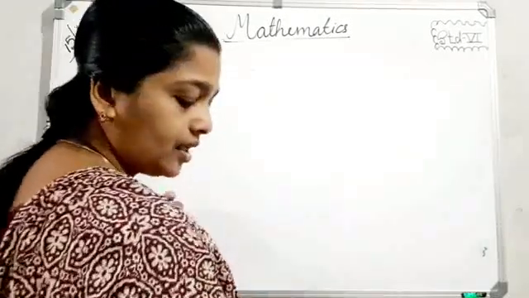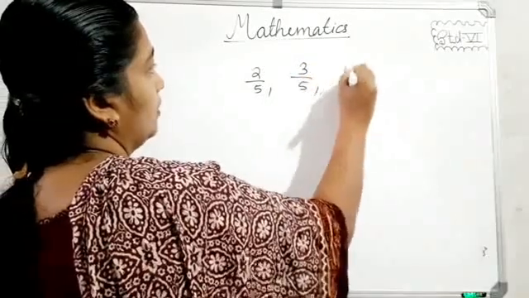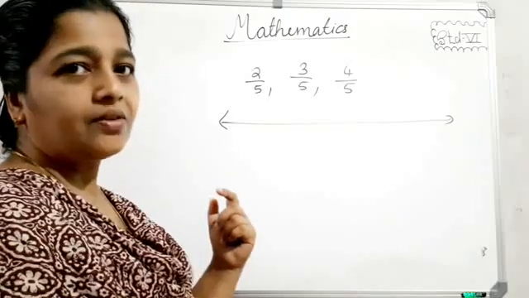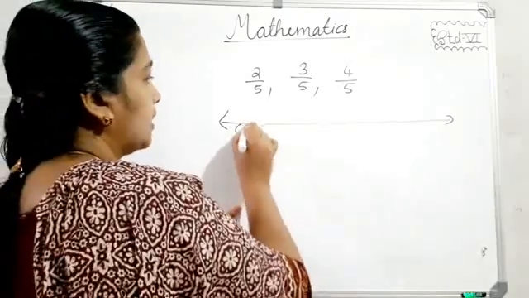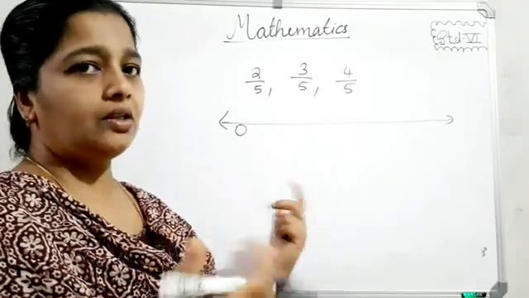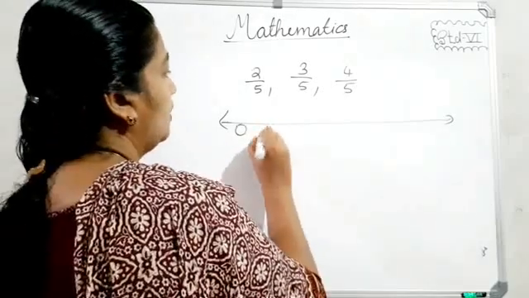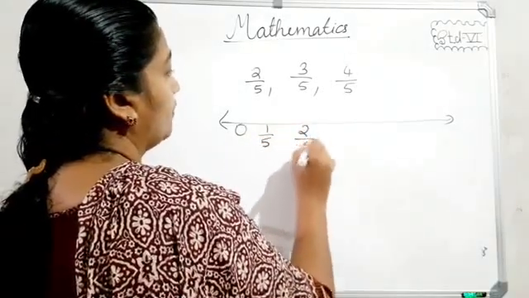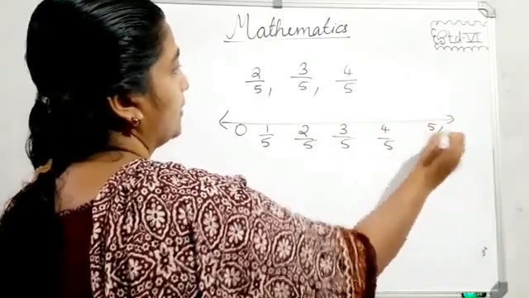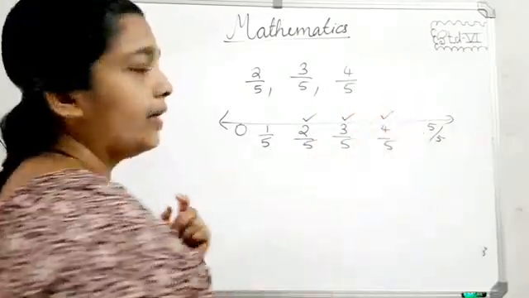That is the question: 2 by 5, 3 by 5, 4 by 5. Say the first step. Yes. So first, starting from 0, then 5, so 5 by 5. Then you must check 5 by 5. So we can write 1 by 5, 2 by 5, 3 by 5, 4 by 5 and 5 by 5. So here 2 by 5, then 3 by 5, 4 by 5.